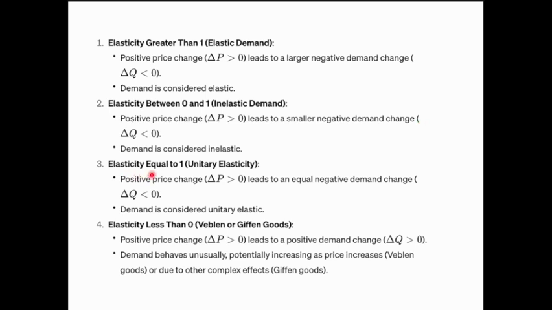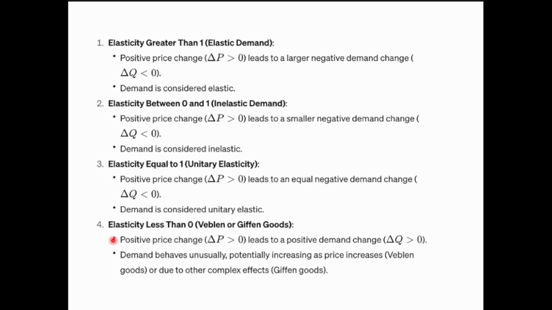When the elasticity is equal to 1, this is called unitary elasticity. And so when we have a positive price change, this is going to lead to an equal negative demand change. So it's a 1-to-1 ratio. So for example, if we make a 10% price increase, then that's going to typically lead to a 10% decrease in quantity. So there's a 1-to-1 ratio for that.